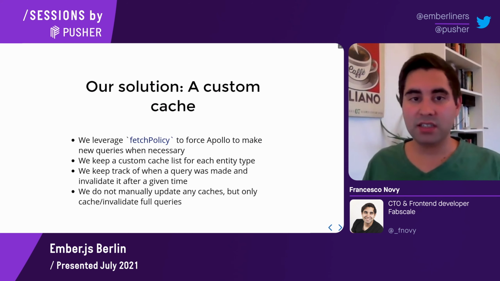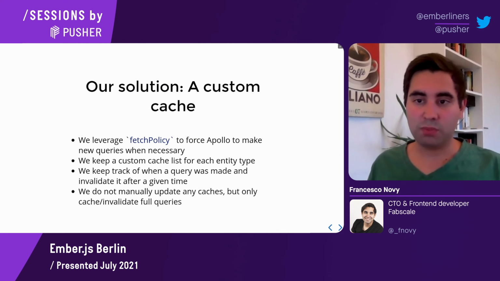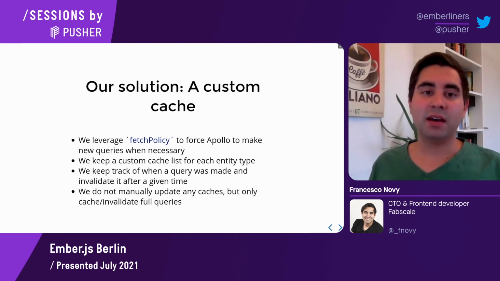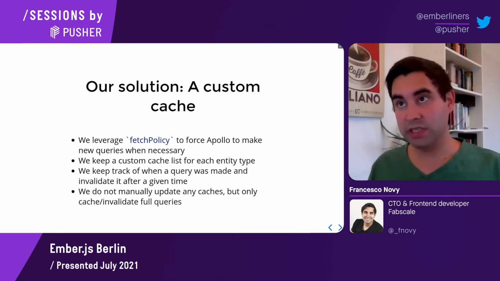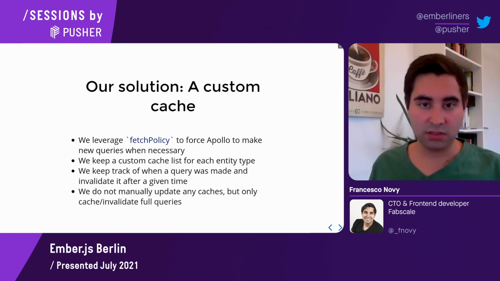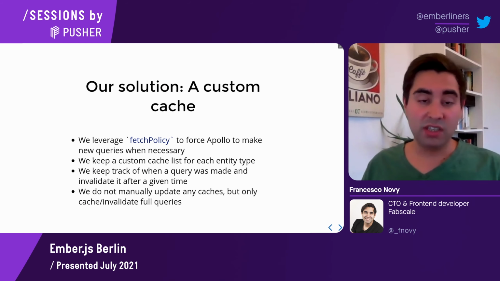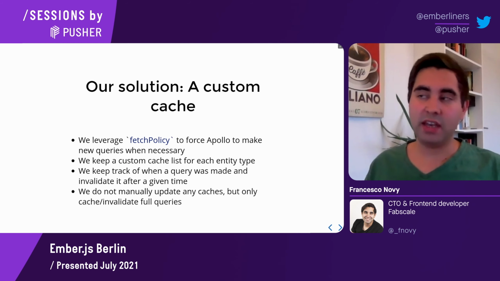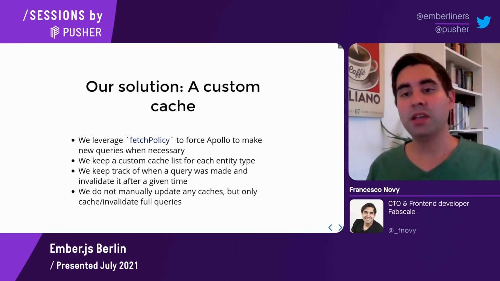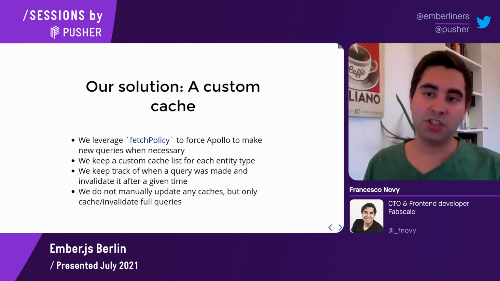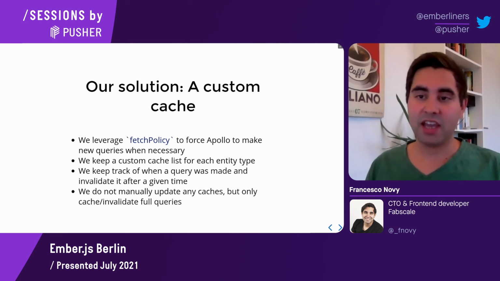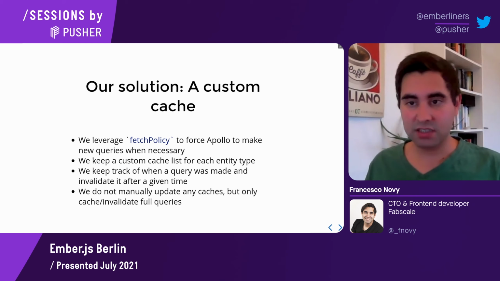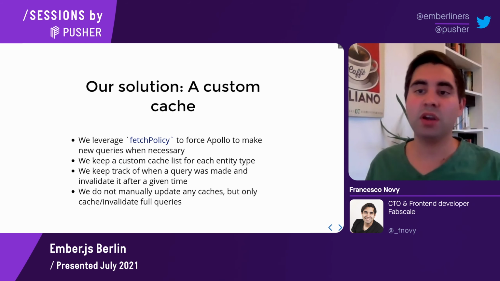What we ended up building is a pretty thin layer on top of Ember Apollo Client, which allowed us to easily define how we want caching to work. And to do that, we basically only use the fetch policy that Apollo already provides. So for any query, you can define the fetch policy, which by default is cache first. Cache first means if a cache exists, it will return the cache. If no cache exists, it will hit the network and then cache the response.